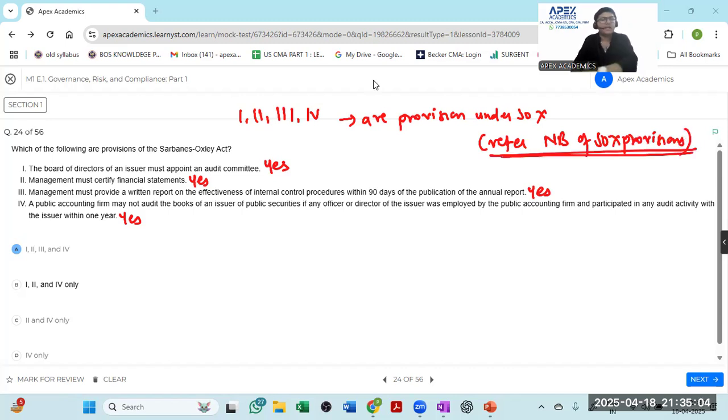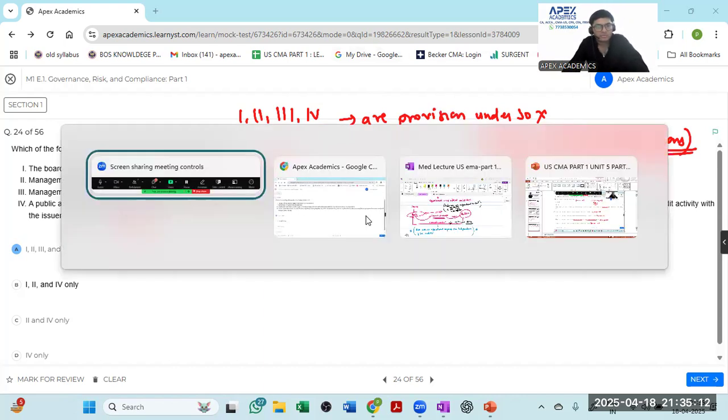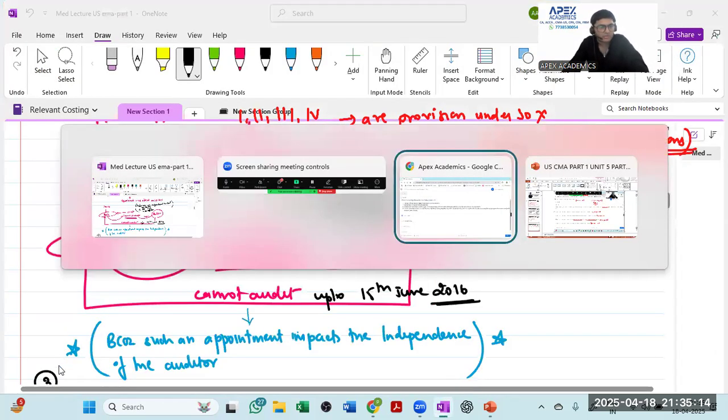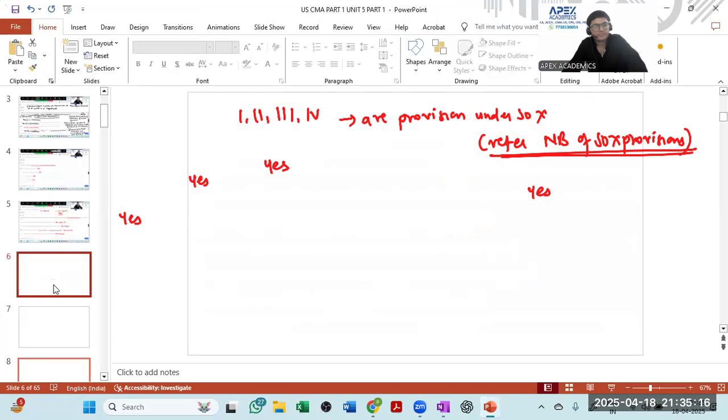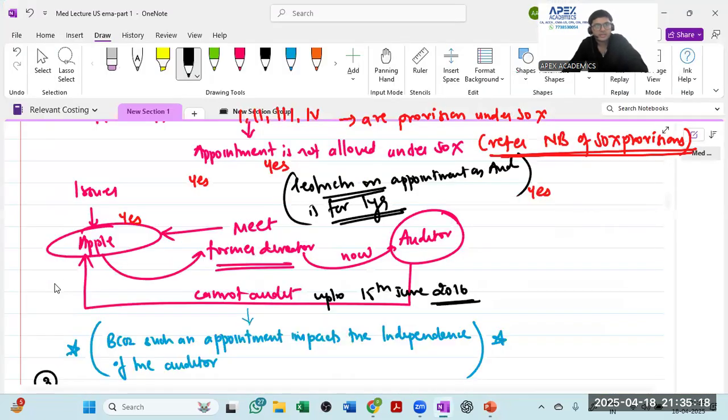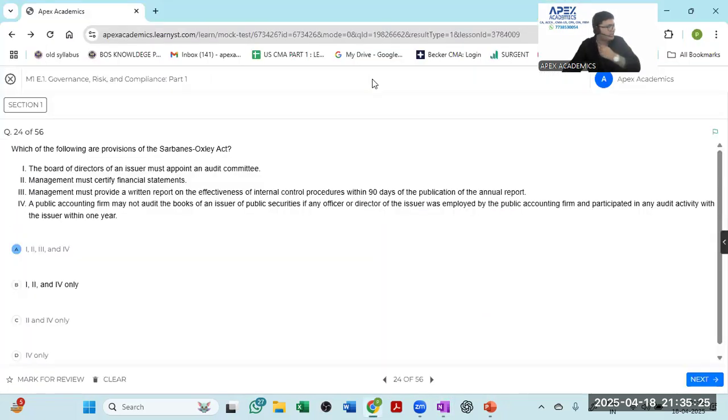I believe that much should be more than enough as far as we are concerned, right? And we should be able to do it properly. So now let us put this in our MCQ notes section over here. So pasted. Now let us go to the next section.